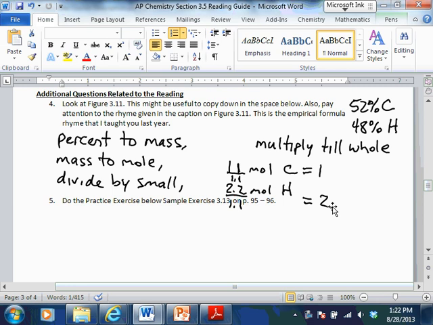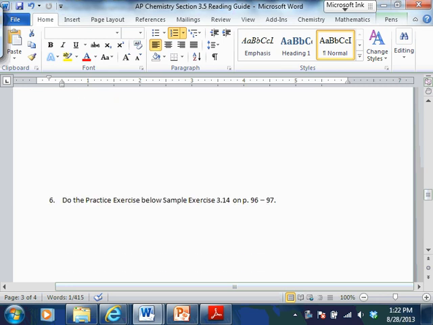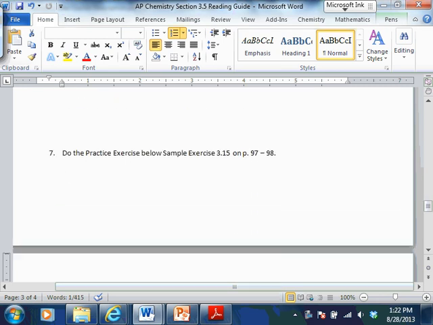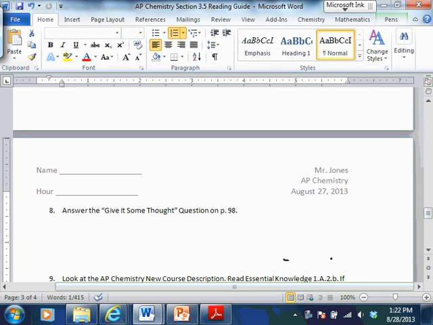But that's the idea. And then if you end up with like a number 2.5 here, then you have to multiply both of these by 2 so that you would end up with whole numbers, because we can't put half numbers in as our subscripts. That's just a little awkward. Okay? All right, so that's that. These sample exercises basically just take you through how to calculate empirical formula, how to do molecular formula.